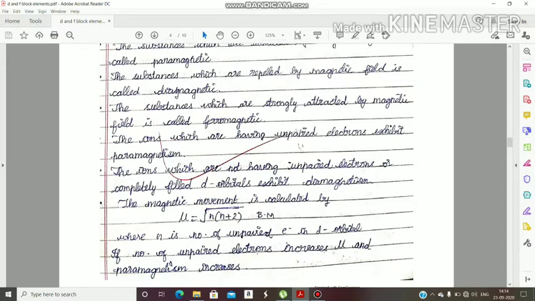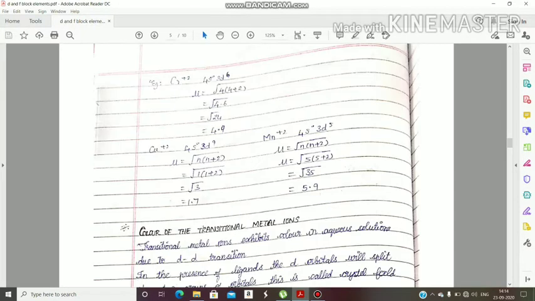If the number of unpaired electrons increases, mu also increases and paramagnetism also increases. This is also an important point, where n is the number of unpaired electrons. If the number of unpaired electrons increases, magnetic moment increases and paramagnetism also increases. So these are the examples.